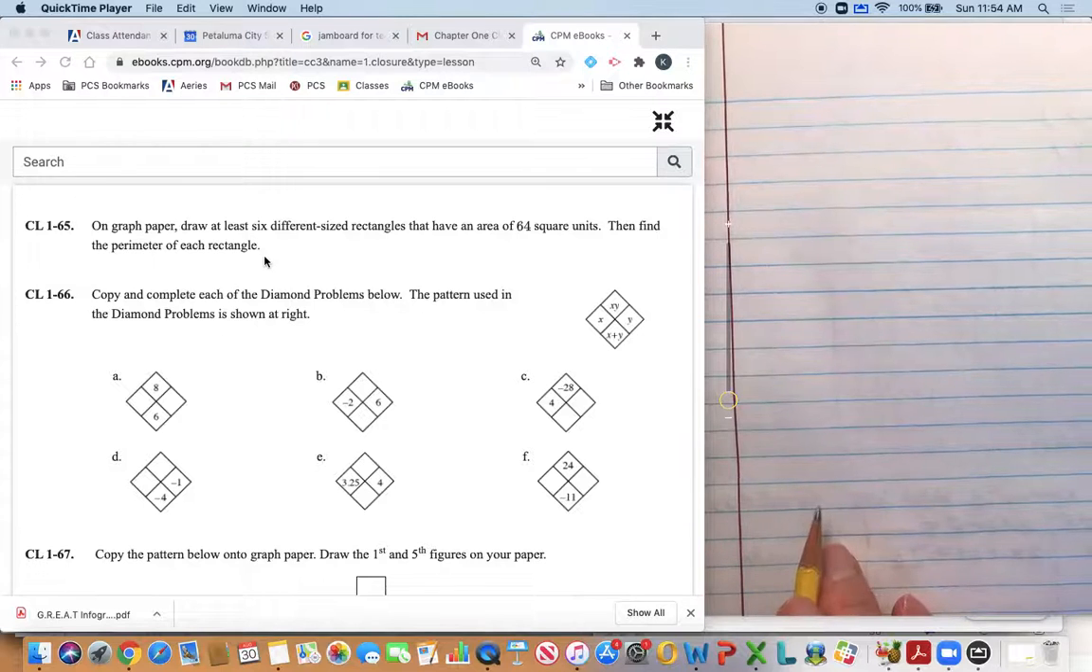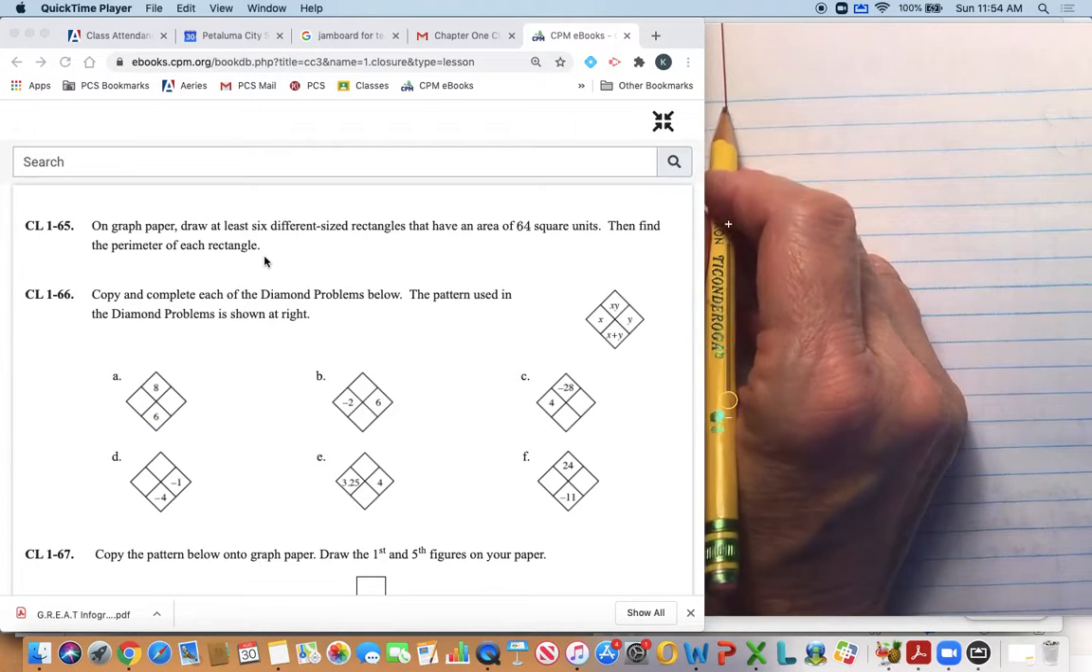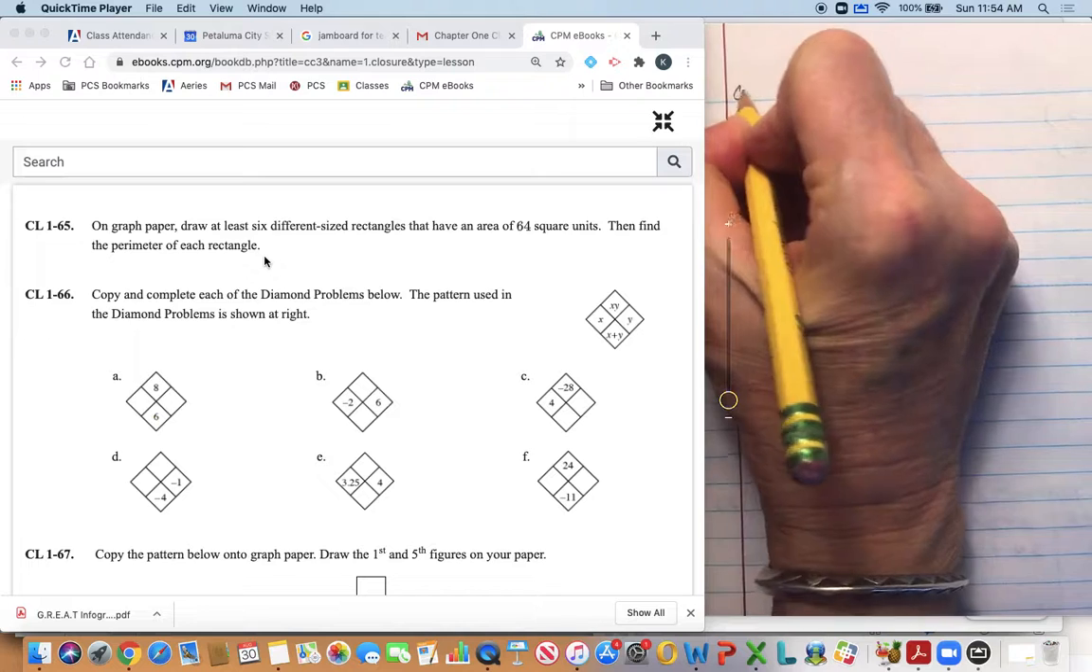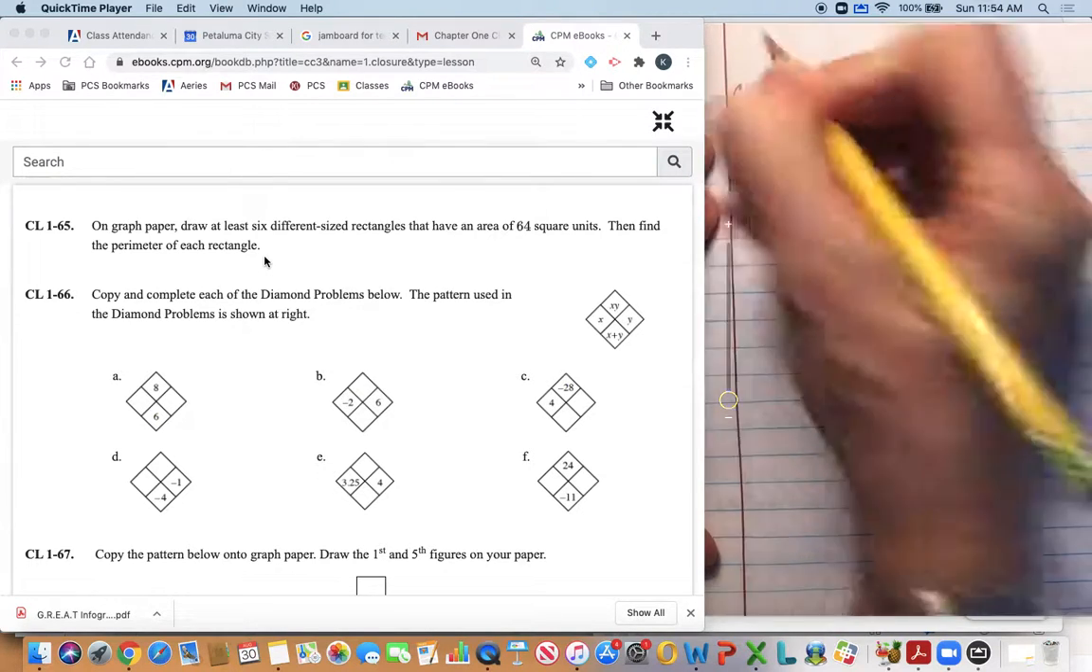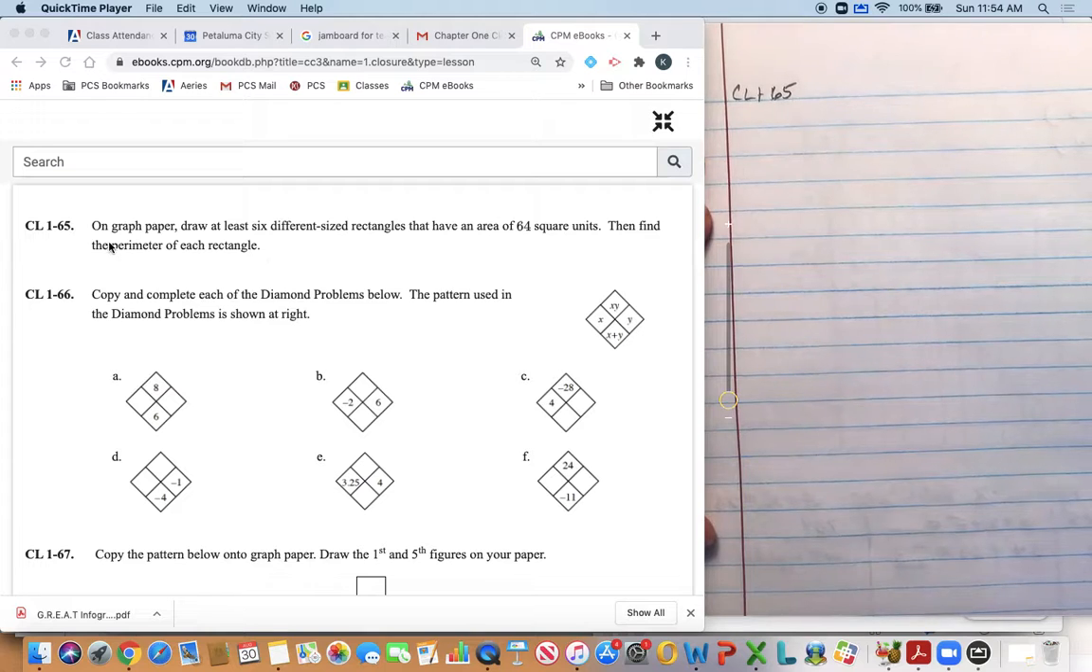Right, this is closure problem 1-65. And that's right here. It says on graph paper, draw at least 6 different sized rectangles that have an area of 64 square units. Then find the perimeter of each rectangle.